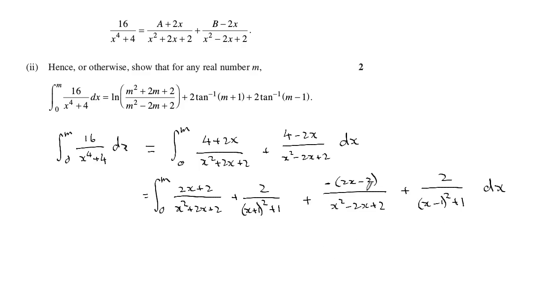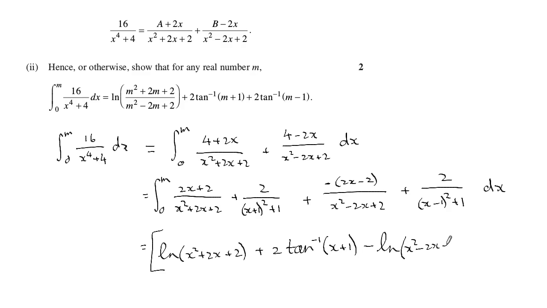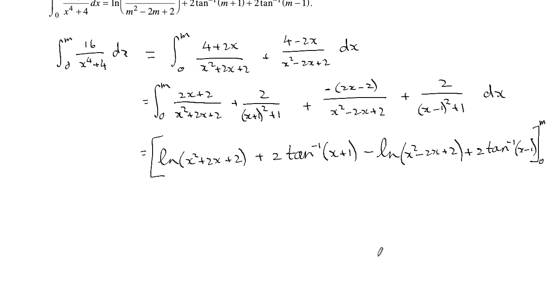Now we know how to integrate each of these parts. So that one we get ln of x squared plus 2x plus 2. And then this one will be 2 arctan of x plus 1. And then, because of the minus here, we're going to get minus ln of x squared minus 2x plus 2. And here we've got plus 2 arctan of x minus 1. Okay, and then we just need to plug in these.